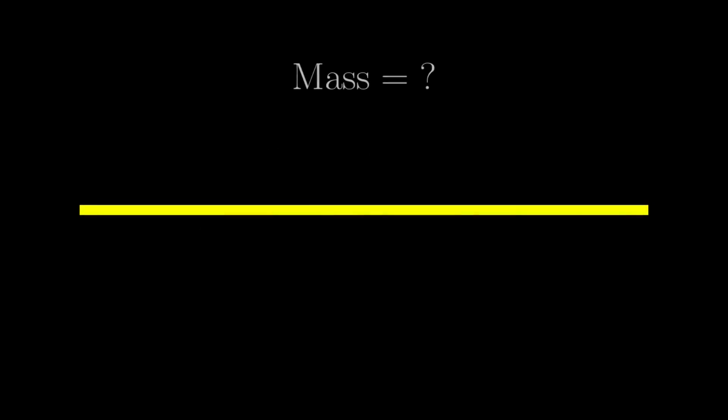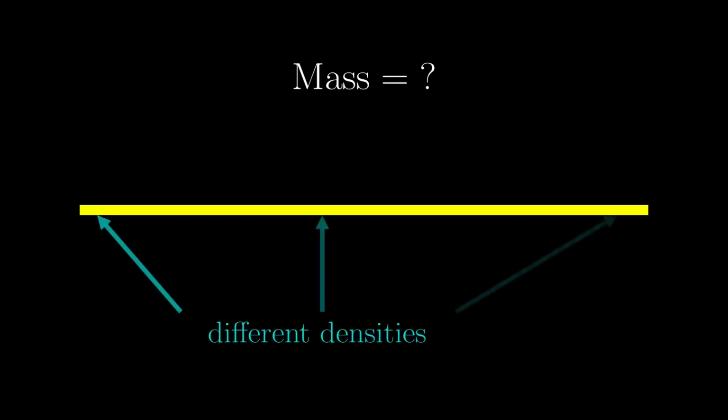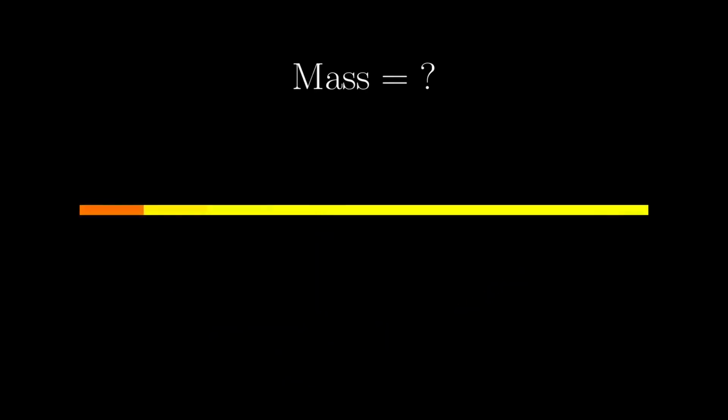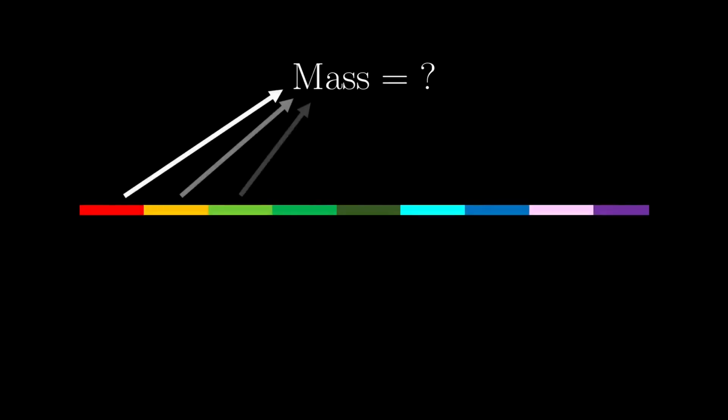Think about a heavy rod and we want to find its mass. Unfortunately, the densities at different places are different, and the density is described by the function f of x denoting the position on the rod. So how do we find the mass of this rod? Well, we can chop the rod into smaller pieces, then find the masses individually, then add them all up.